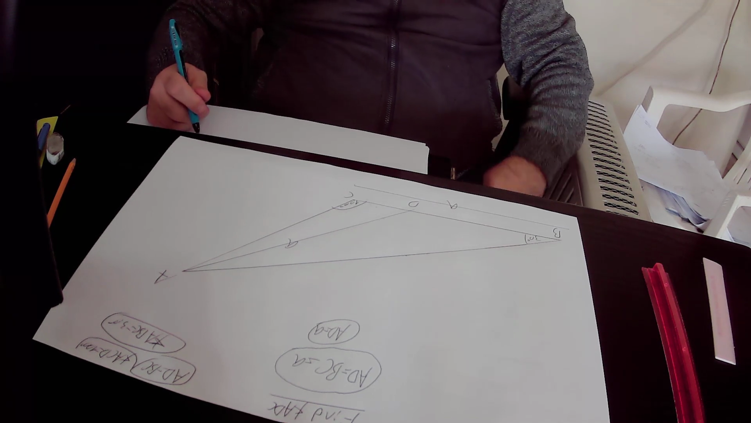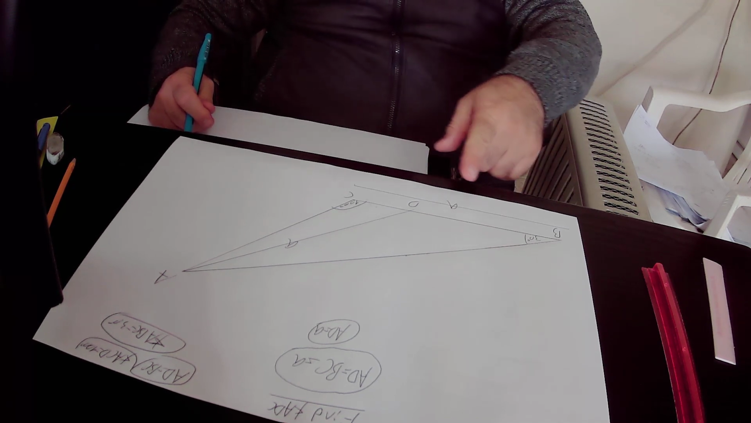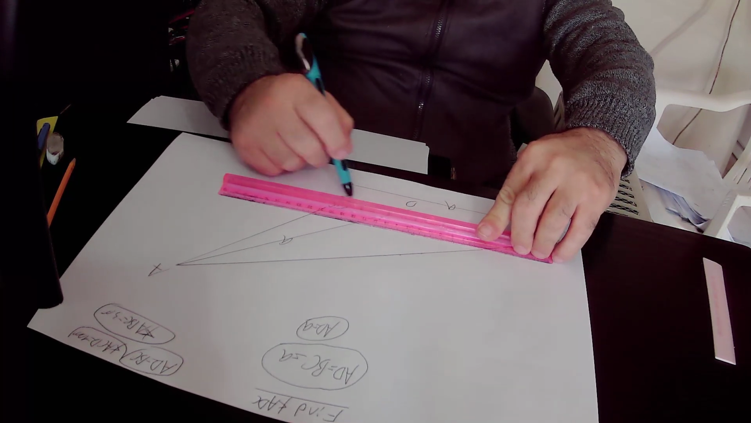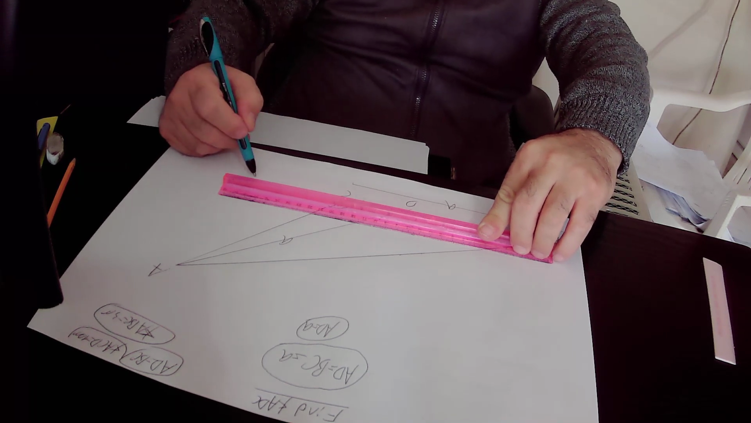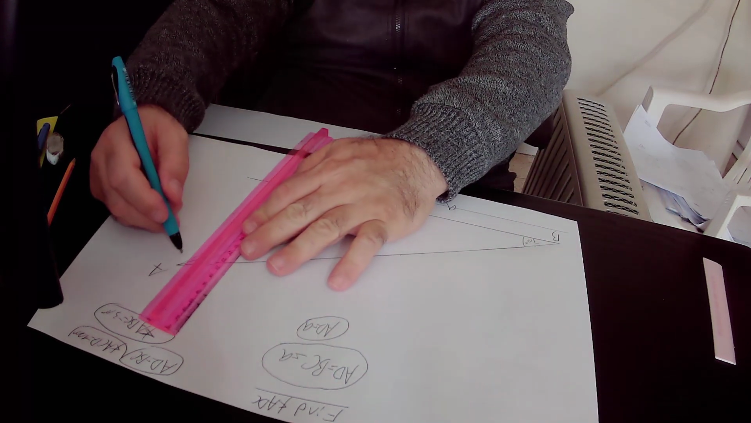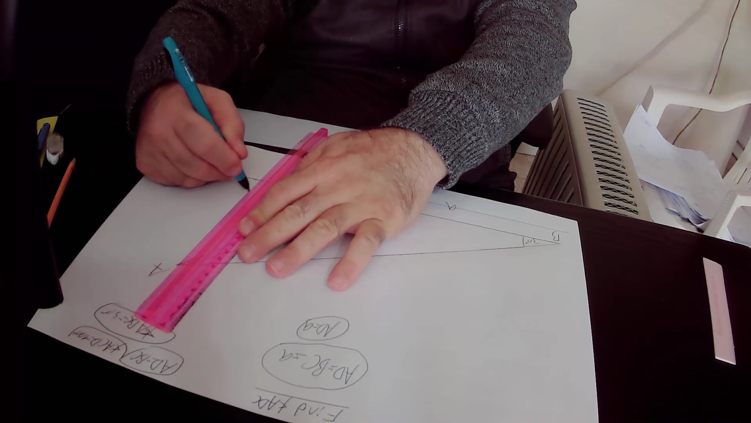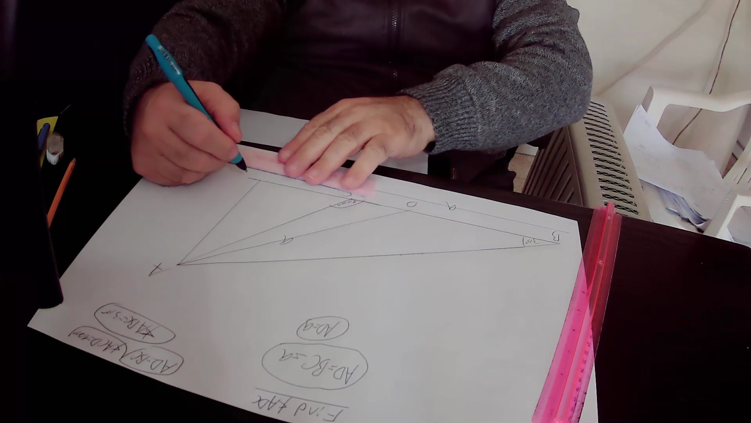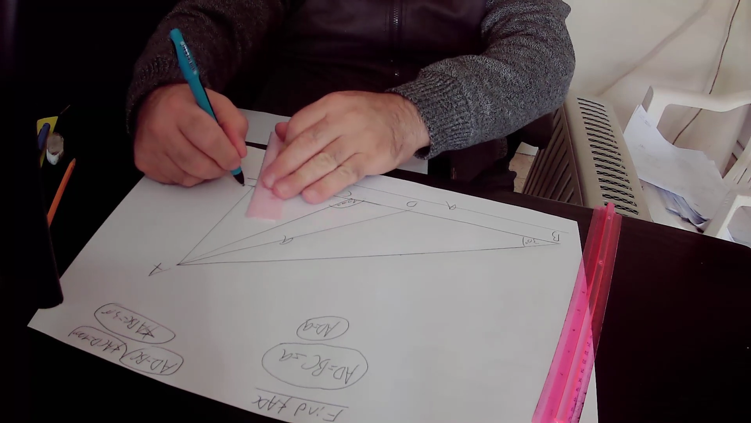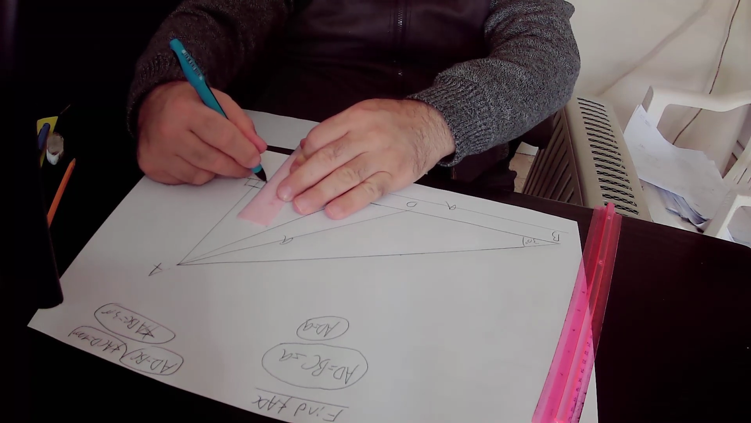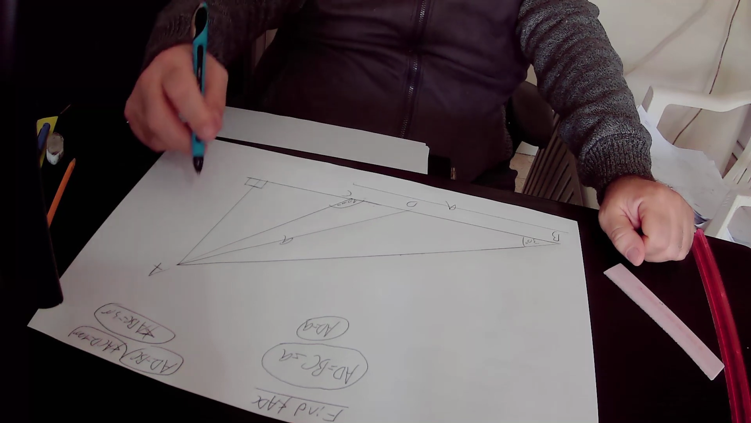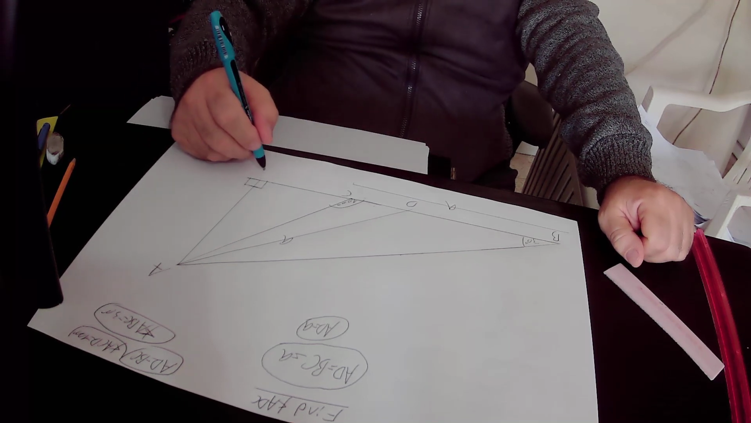In the next step, we will extend side BC by a straight line. And from point A, we will draw a perpendicular to the extended BC. So this angle will be equal to 90 degrees, and this angle will also be equal to 90 degrees. We will define the intersection point between the perpendicular from point A and the extended BC as point E.